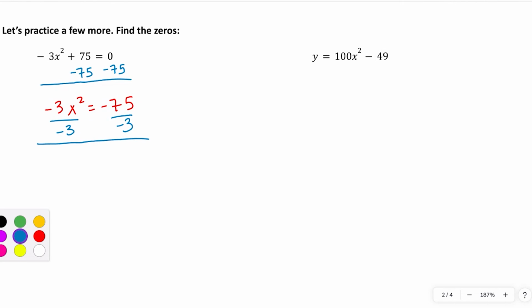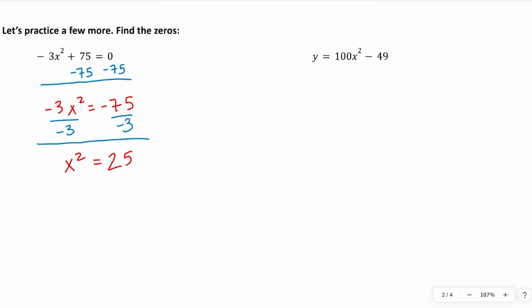And that's going to give us x squared equals 25. And now it becomes a pretty straightforward square root problem, right? We're just going to take the square root of both sides, make sure we have that plus or minus, and x is going to be plus or minus 5.